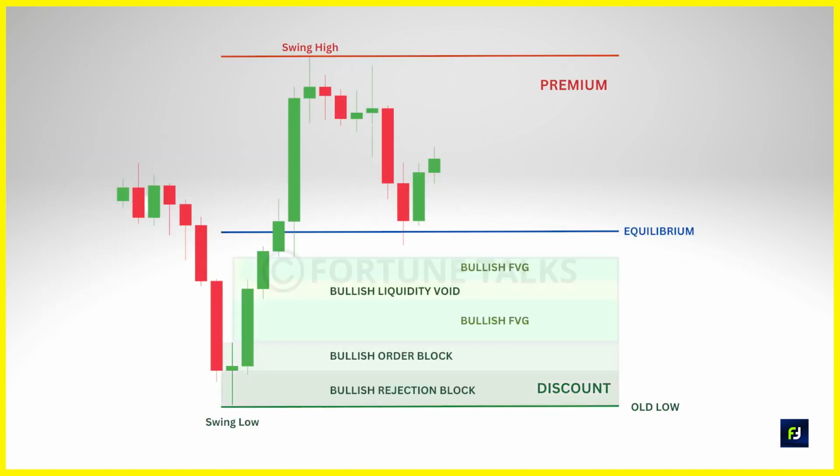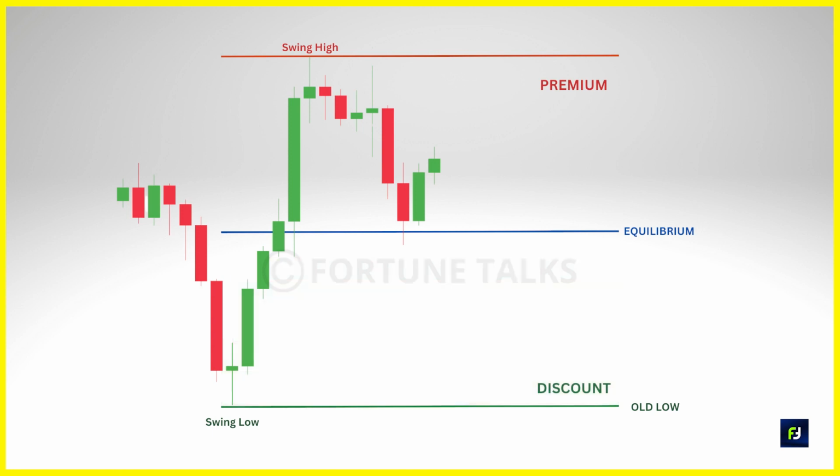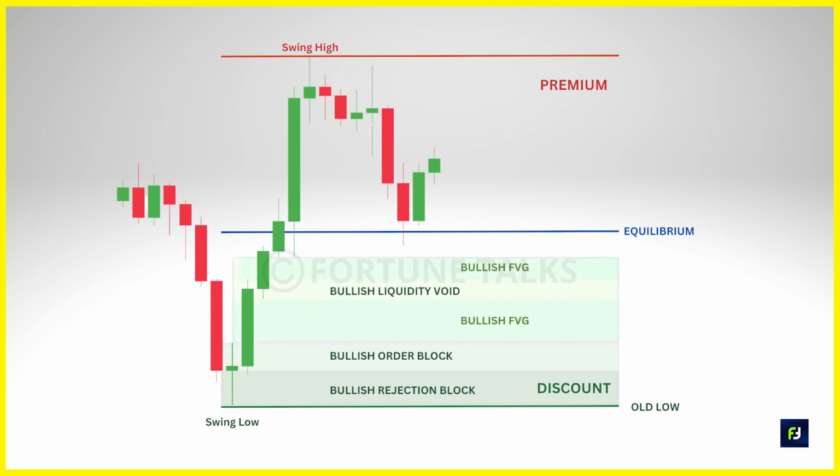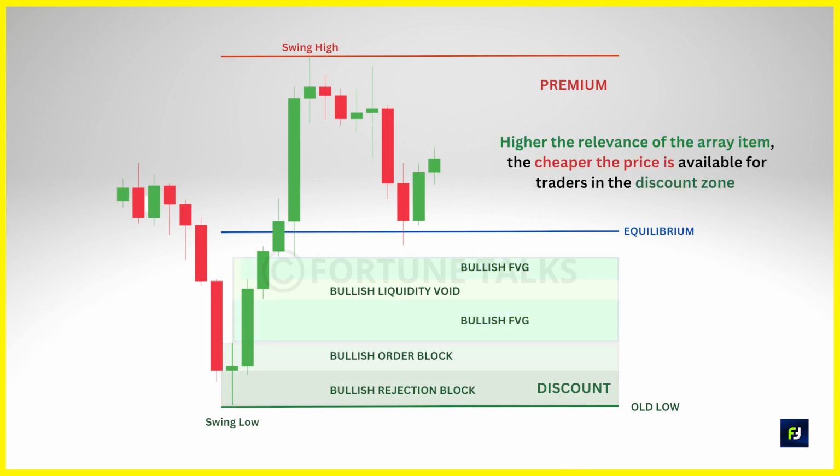Look at this figure. I have marked some of the reference points within a discount zone. Now, what do you notice? We can see that the old low is the lowest of all array items, located at the end of the discount zone. The next item is the bullish rejection block, followed by a bullish order block, a liquidity void, and a few fair value gaps within it. You can notice that one of the fair value gaps is closer to the equilibrium zone. It is clear that the reference points are arranged based on how cheap the price can become when compared to the mean threshold. So the higher the relevance of an array item, the cheaper the price available in the discount zone, which increases a trader's profitability and improves his chances of success.